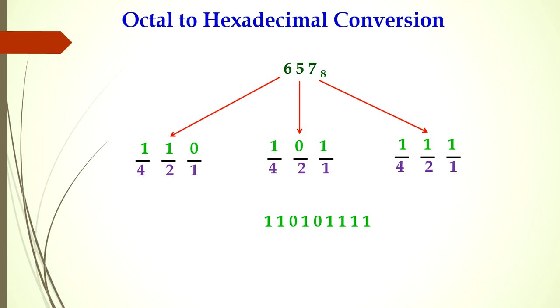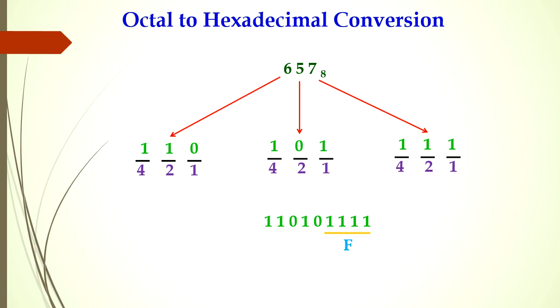For that we have to group 4 bits starting from the LSB, which will be like this. Now we follow the 8421 code. We add the positional values of the bits where we have 1, so we add 8 plus 4 plus 2 plus 1, which is equal to 15. For a hexadecimal value, 15 equals F. So we are placing F here.